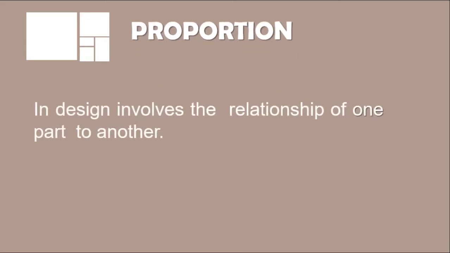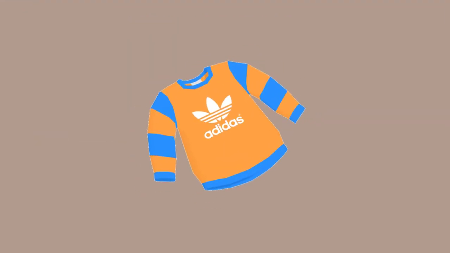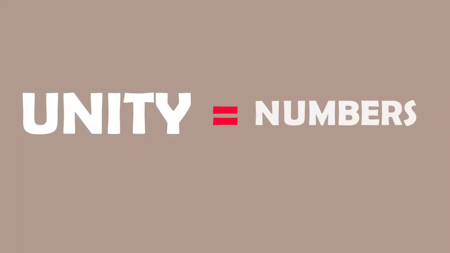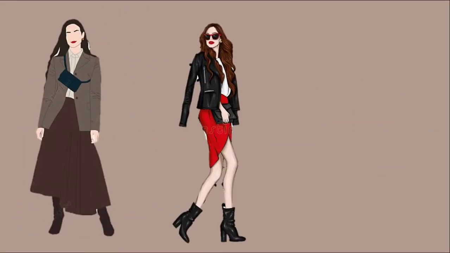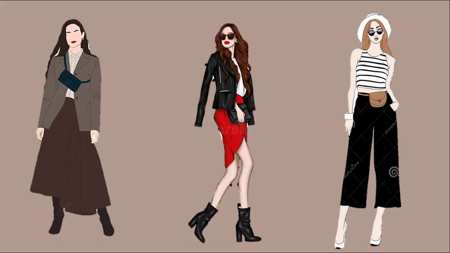In design, proportion involves a relationship of one part to another, and uneven space relationships are more interesting than even ones. In clothing, this creates the feeling of unity that is created when all of the parts, either sizes, numbers, or amounts, relate well with each other. In this case, a longer jacket works with a longer skirt. The same goes with long pants, which work better with a short jacket or crop top.